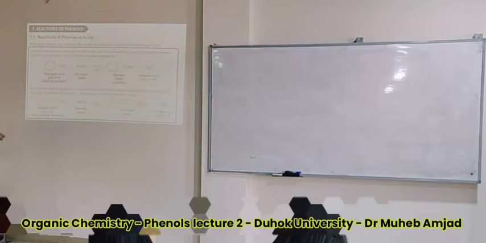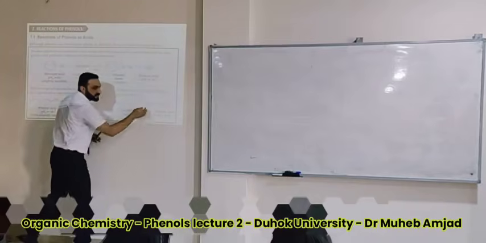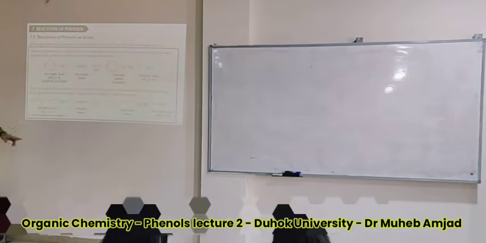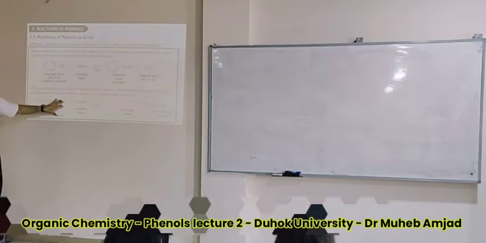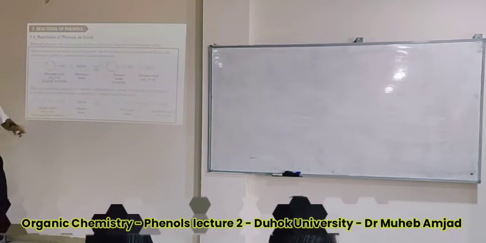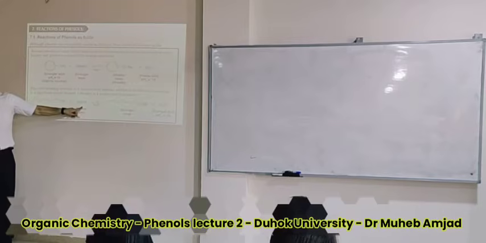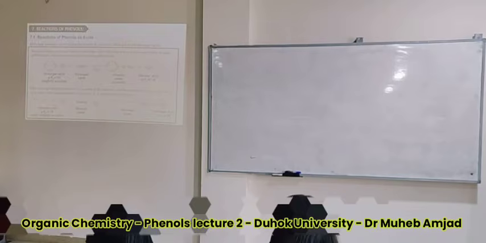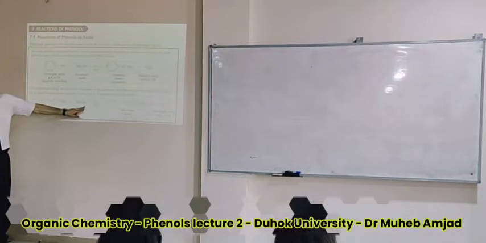So the corresponding reaction of 1-hexanol, not phenol, an alcohol, with aqueous sodium hydroxide doesn't occur. That means there is no reaction. Why? Because an alcohol is a weaker acid than phenol. It cannot react with this base, NaOH, because it is a weaker acid.